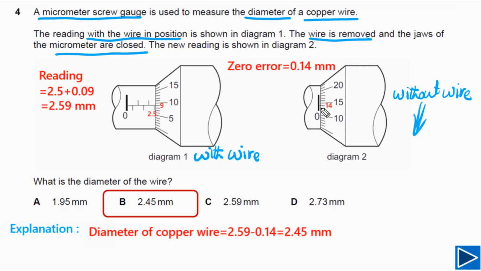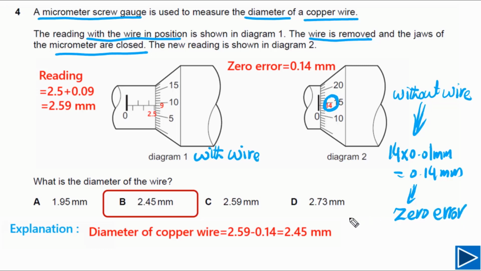If you look at this one, the reading on this is 14, meaning the circular scale reading is 14. If you multiply this by the least count of the micrometer, that is 0.01 mm, this is equal to 0.14 mm, and this is the zero error. But this is a positive zero error because this reading is greater than actual. So we can say this is positive zero error. As you can see here, this is 0.14 millimeter. I have already written it here.